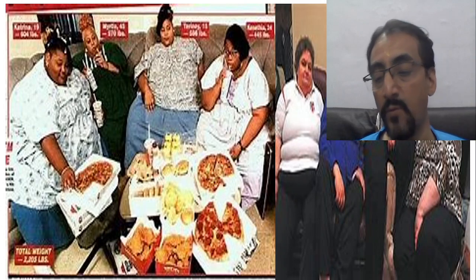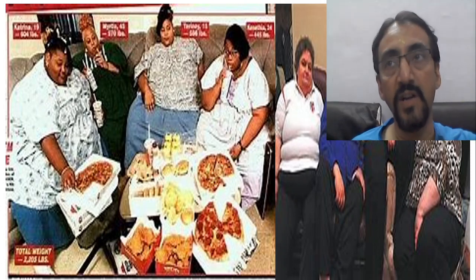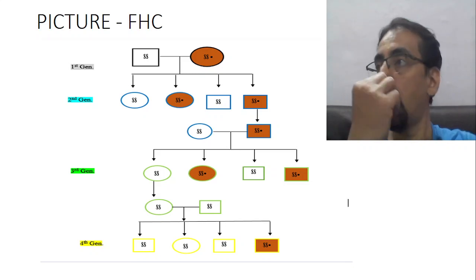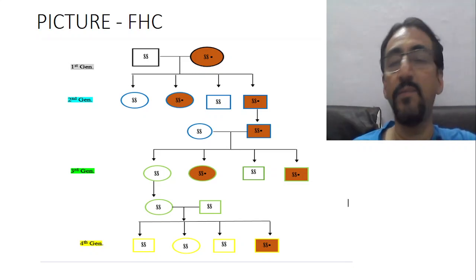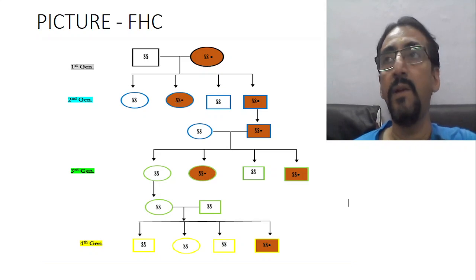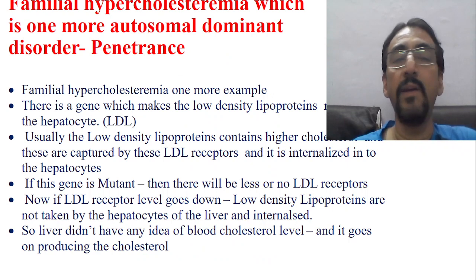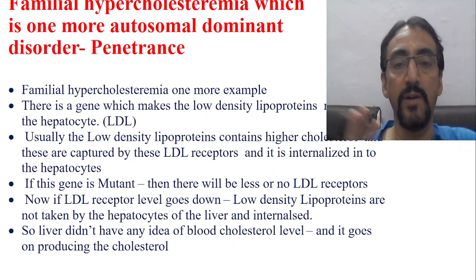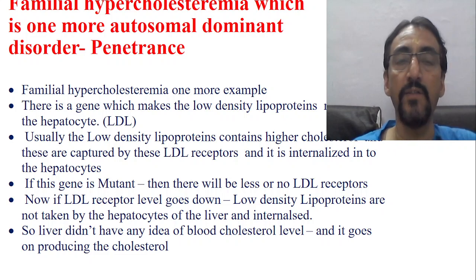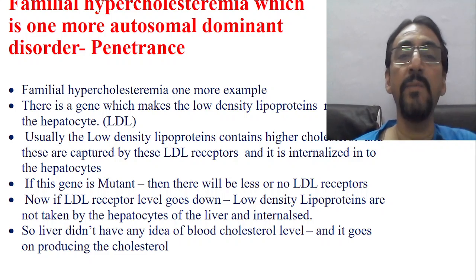To explain the same, one more example is familial hypercholesterolemia. First we'll look at this particular pedigree here, and before that, we should know something about familial hypercholesterolemia. It is also one of the autosomal dominant disorders, and it also shows the principles of high penetrance and low penetrance. First we will have some basics about this disease so that the things will be very clearly understood.